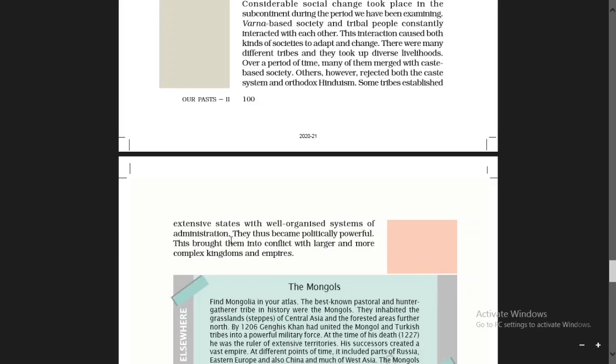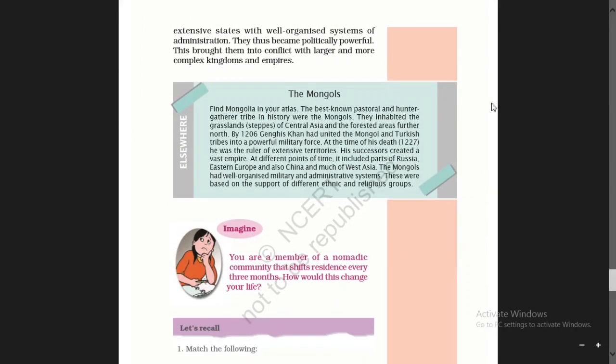In this way, they became politically powerful. This brought them into conflict with larger and more complex kingdoms and empires. So here we find larger and more complex kingdoms and empires existed. Empires means ruled by a monarch.